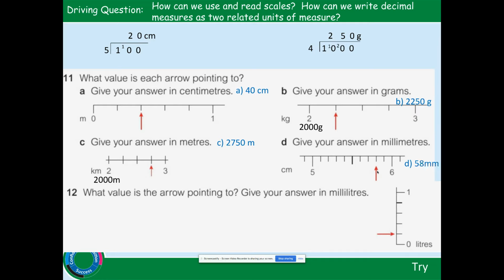There we go. And question 12. What value is the arrow pointing to? Give your answer in milliliters. So we've got litres, 1 litre, milliliters. There's 1,000 milliliters in 1 litre.